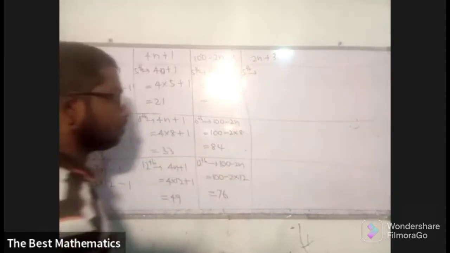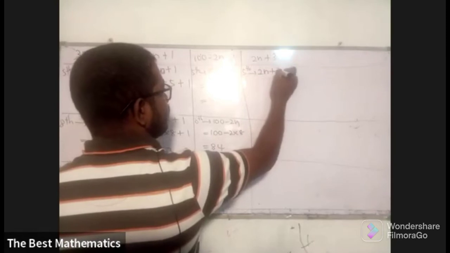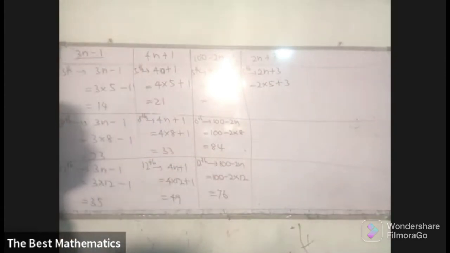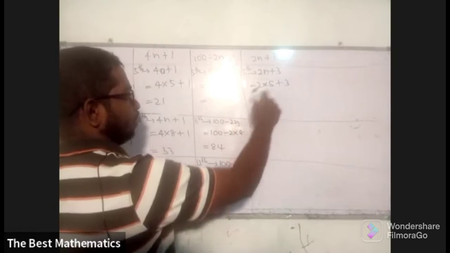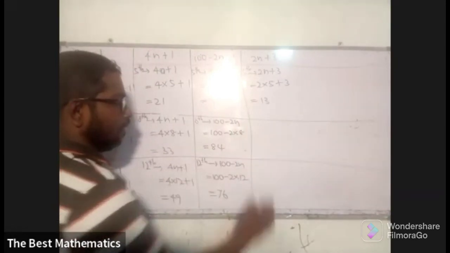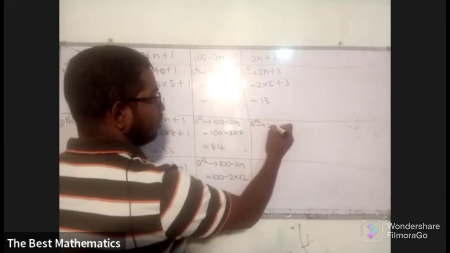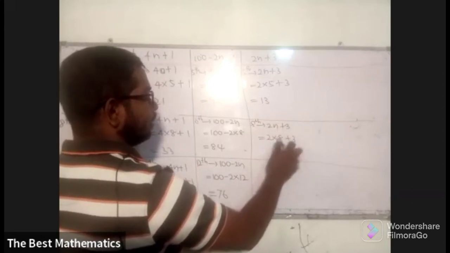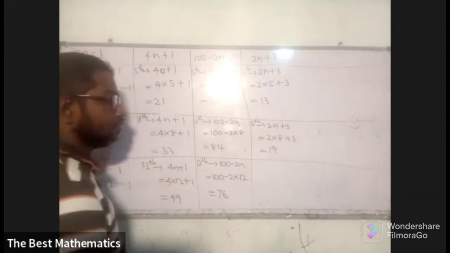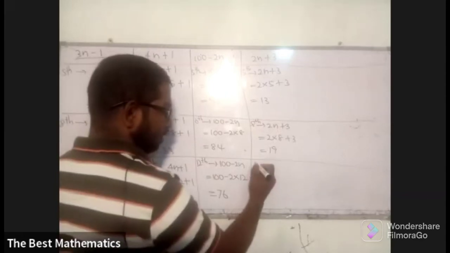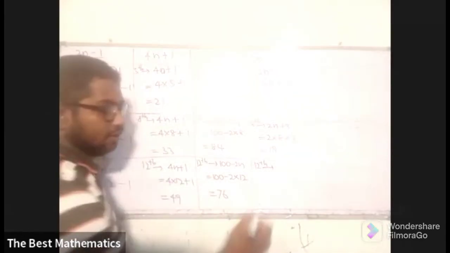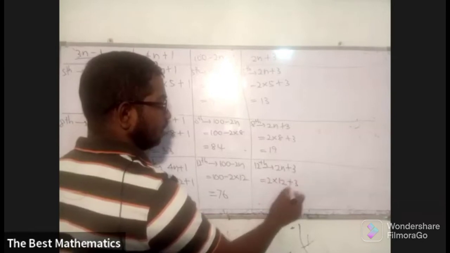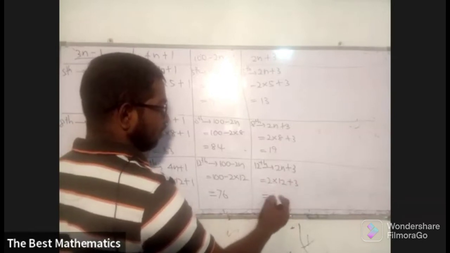The fourth general term given is 2n plus 3. Fifth: you want to find the fifth term, so apply 5 for n. 2 times 5 plus 3. 2 times 5 is 10, plus 3 is 13. 8th: 2n plus 3, 2 times 8 plus 3. 2 times 8 is 16, plus 3 is 19. 12th term: 2n plus 3, 2 times 12 plus 3. 2 times 12 is 24, plus 3 is 27.